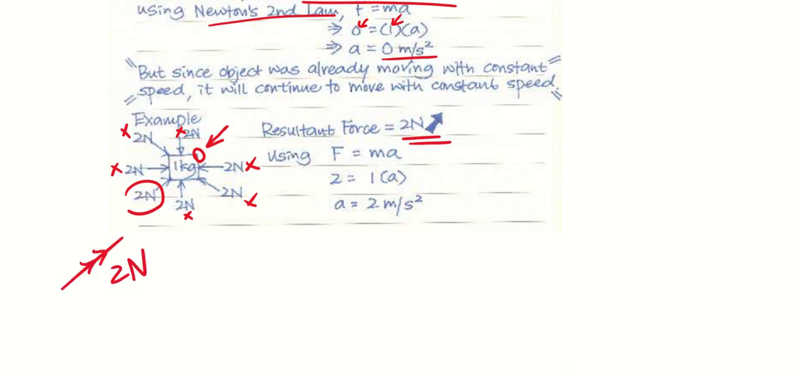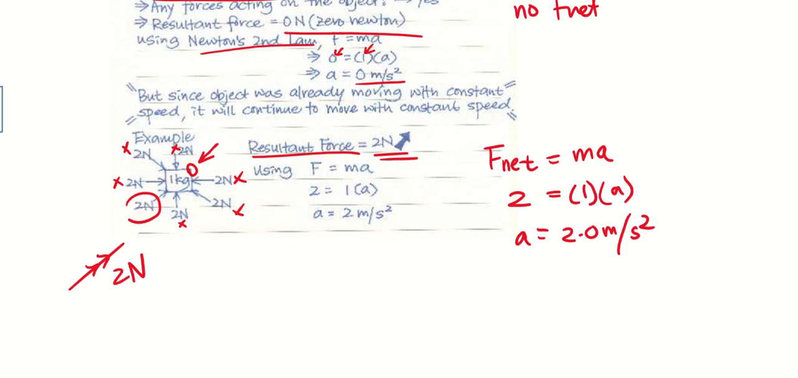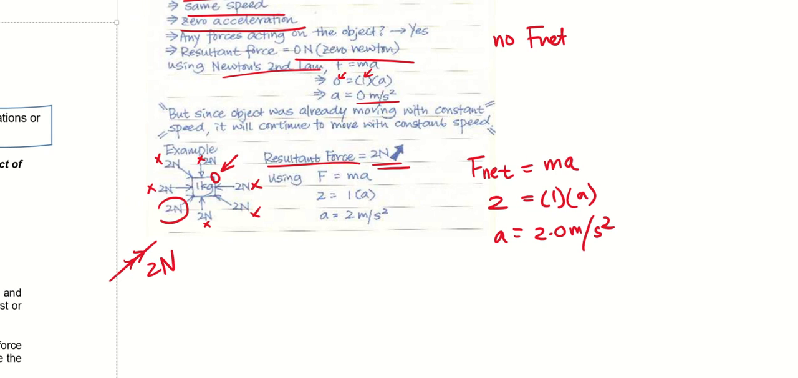Okay, so how do we find the acceleration? Now, because this is the only force left, this is the resultant force, therefore F net equals ma. My F net is 2 Newton, right? My mass is 1 kg. My acceleration will then be 2 meter per second squared. Okay, so this is first law and second law. We'll cover third law later.